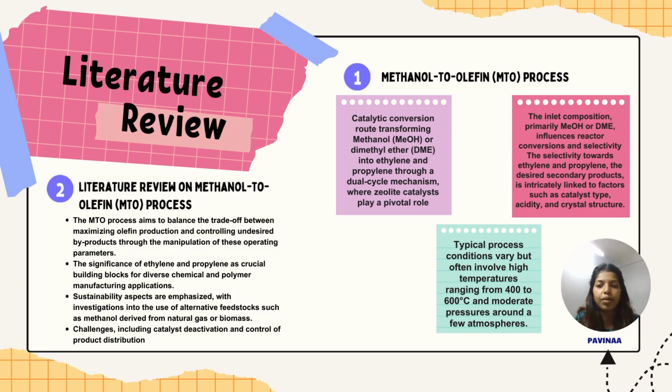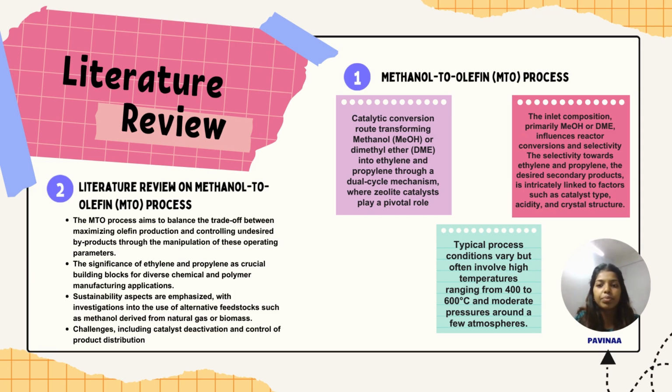Selectivity towards ethylene and propylene is intricately linked to catalyst type, acidity, and crystal structure. The process aims to balance maximizing olefin production with controlling undesired byproducts. MTO synthesis underscores the importance of ethylene and propylene in chemical and polymer manufacturing. Challenges including catalyst deactivation and control of product distribution have prompted ongoing research into innovative catalyst designs and process optimization.